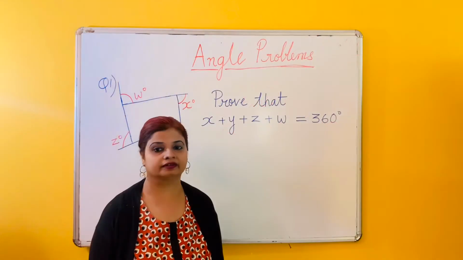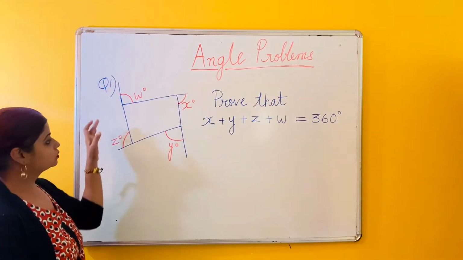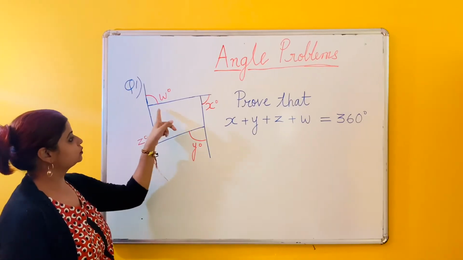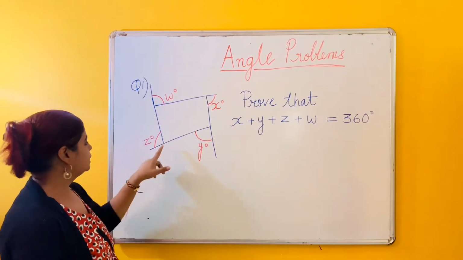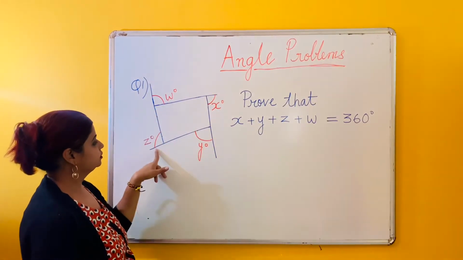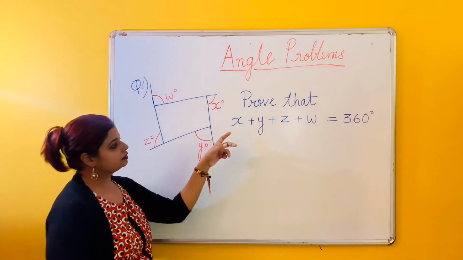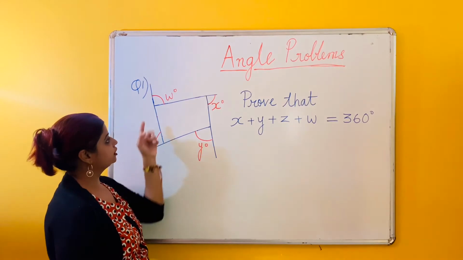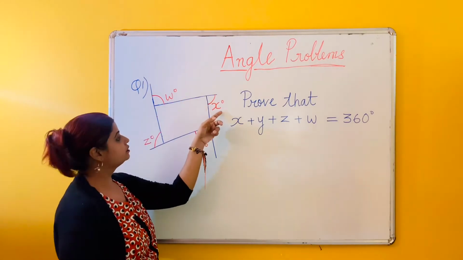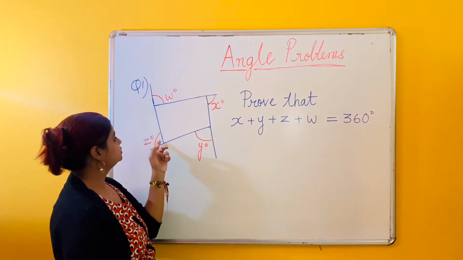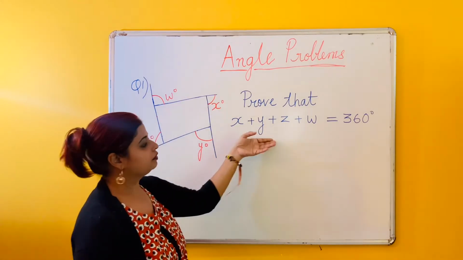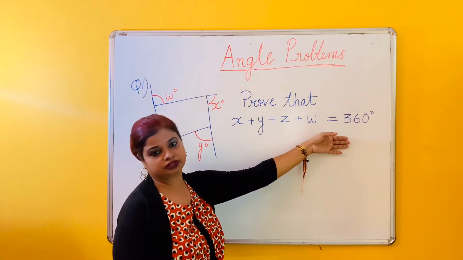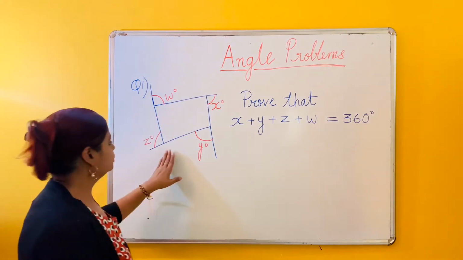So let's take another example. This is one of the questions. It's a quadrilateral, and the sides are extended. In this question we need to prove that the sum of all these exterior angles which are given here, which are X, Y, Z and W, is equal to 360 degrees.